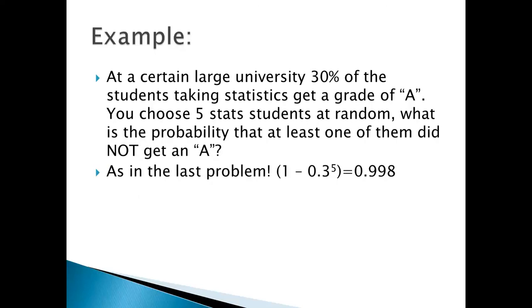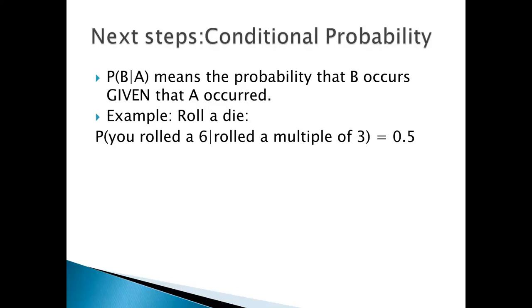At a certain large university, 30% of the students taking statistics get a grade of A. You choose 5 students at random. What is the probability that at least one of them did not get an A? Well, that's the same as in the last problem. 1 minus 0.3 to the 5th, or 0.998. And let's save next steps for the next video.